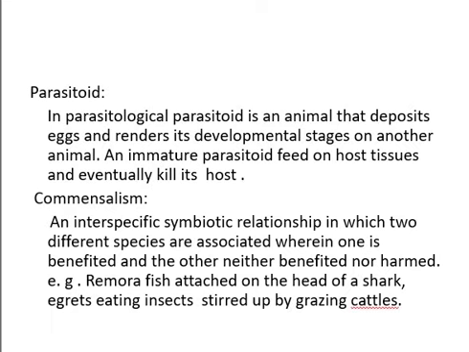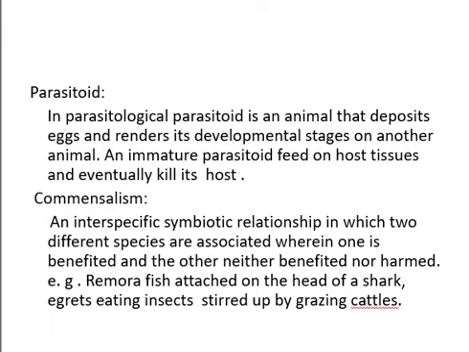Now what is a parasitoid? In parasitological study, a parasitoid is an animal that deposits eggs and renders its developmental stages on or in the body of another animal. An immature parasitoid feeds on host tissues and eventually kills its host.